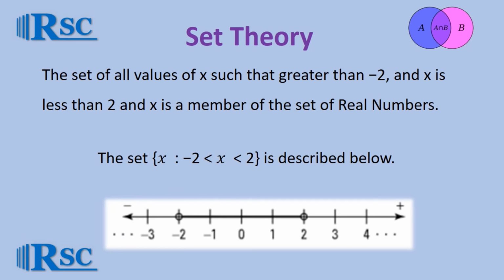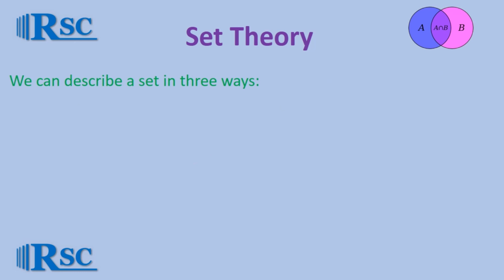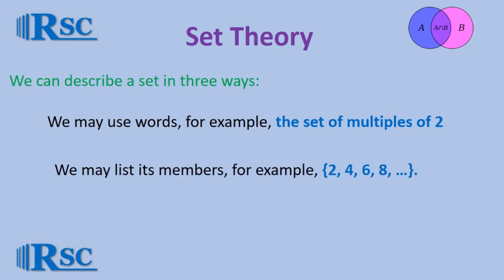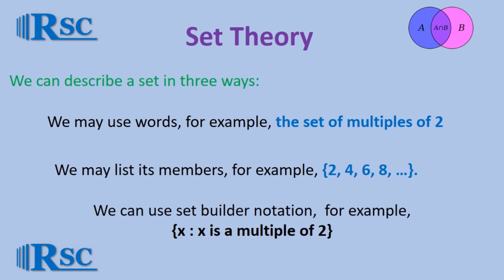So in summary, we can describe sets in 3 ways. Firstly, we may use words. For example, the set of multiples of 2. Then, we may list out its members in brackets, as seen here. And finally, we may use set builder notation, as seen here.